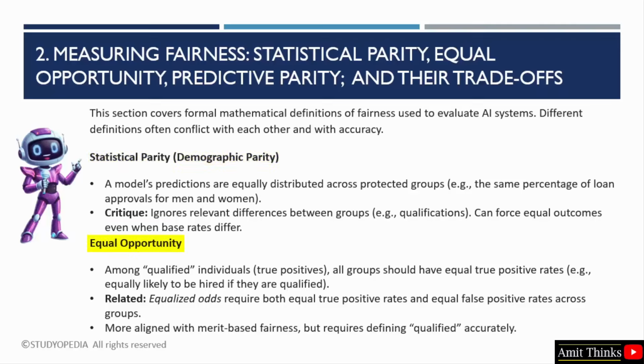Second one is equal opportunity. Qualified individuals should have equal chances across groups. That is, for example, equal hiring rates for qualified candidates. Equalized odds also require equal false positive rates, more merit based but hinges on how qualified is defined.